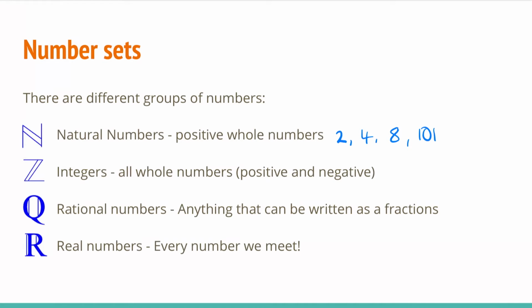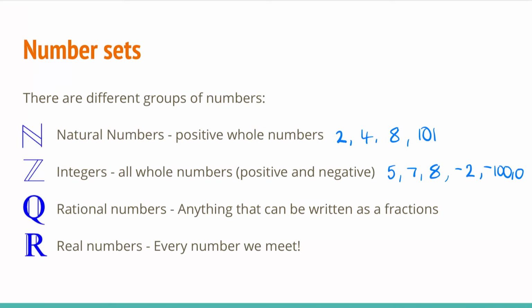Then we've got the Z, which means integers, and that's all whole numbers. So this time it can include a positive or a negative. So we can have things like 5 and 7 and 8, the same as before, but we can also include all of the negative numbers in there. So for example, -2, -100, or even 0.